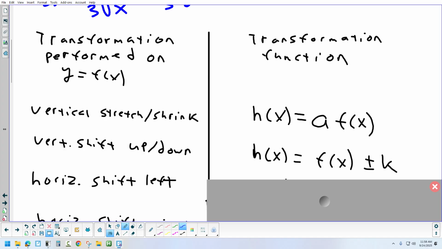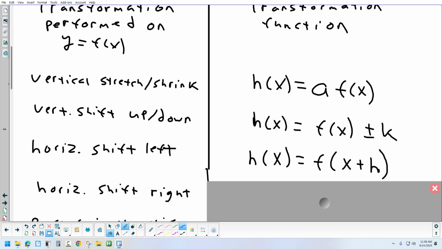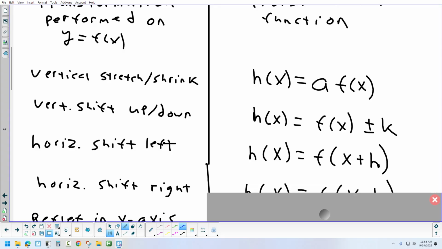How about when we want to shift left? How did we do shift left? We added, and where did we add? Inside the parentheses. It's definitely going to be inside the parentheses, and it's the opposite of what you would expect. So when you add inside, it shifts left. How about if you want to shift right? Subtract. And where would you subtract? Inside the parentheses.